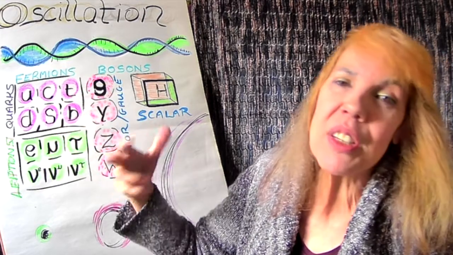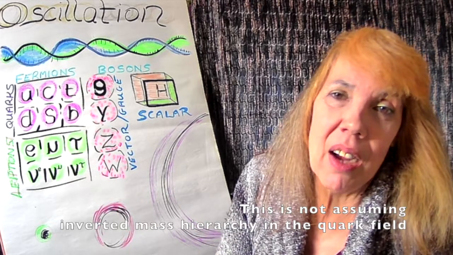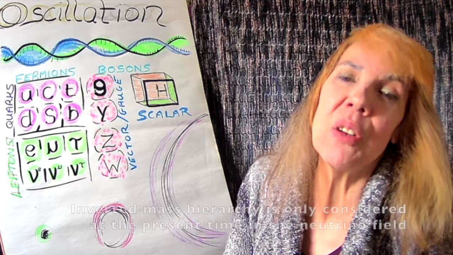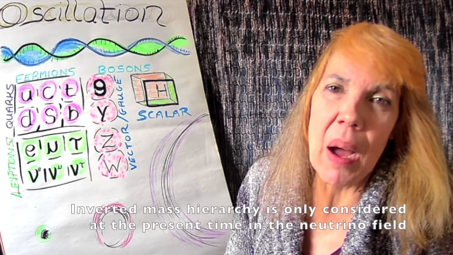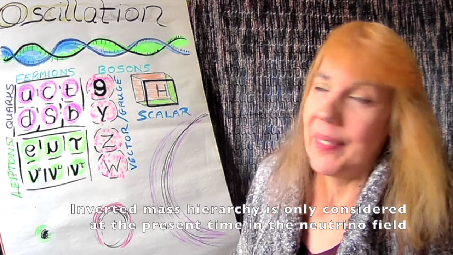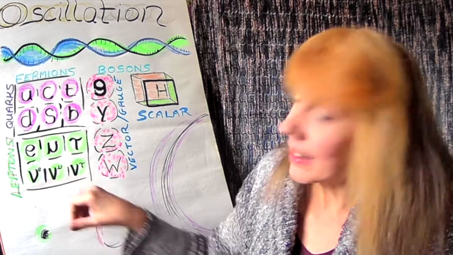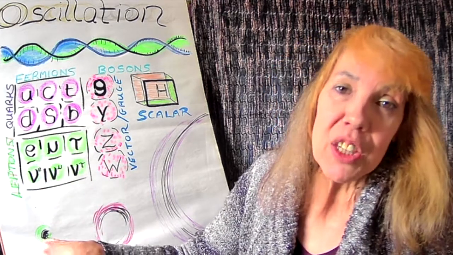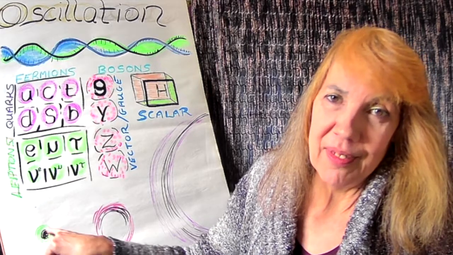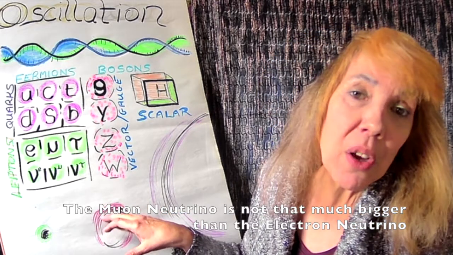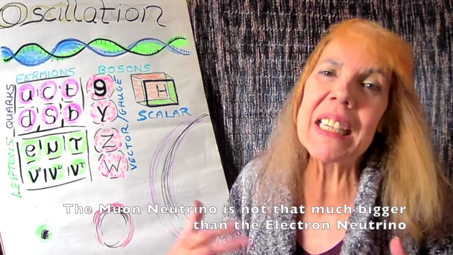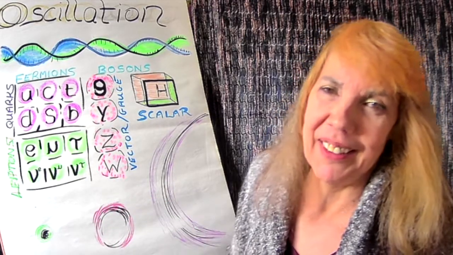Now, this is not assuming inverted mass hierarchy within the quark field. Inverted mass hierarchy is only considered at the present moment in time in the neutrino field. So let's go back to the neutrinos. This is the little electron neutrino. And the muon neutrino is a bit bigger, but, relatively speaking, not that much bigger.